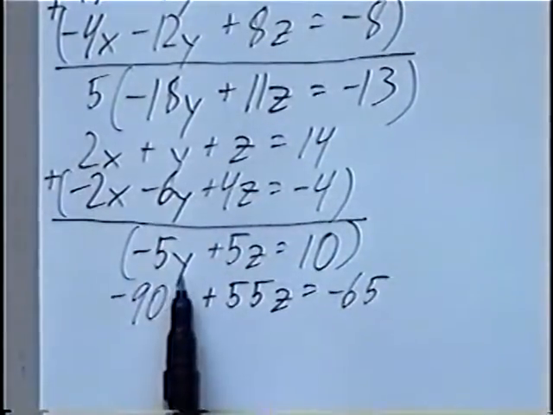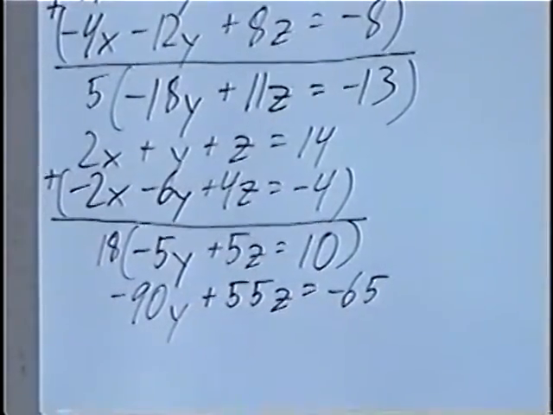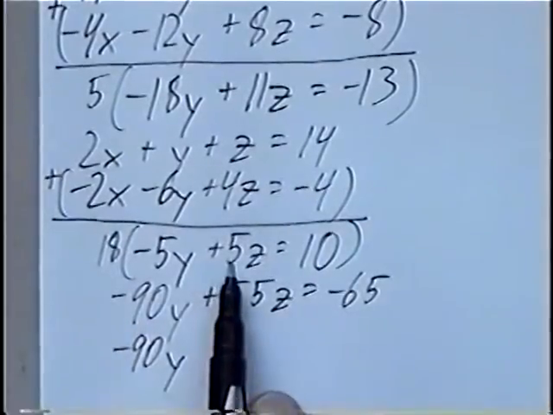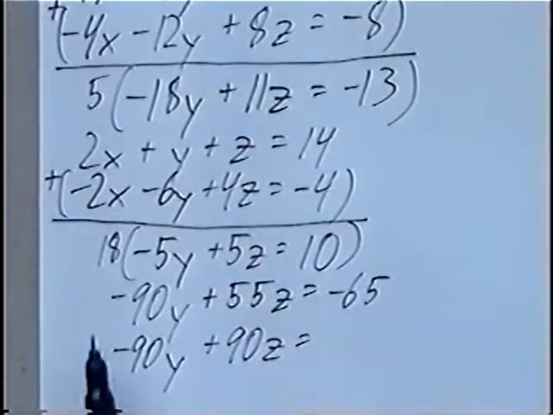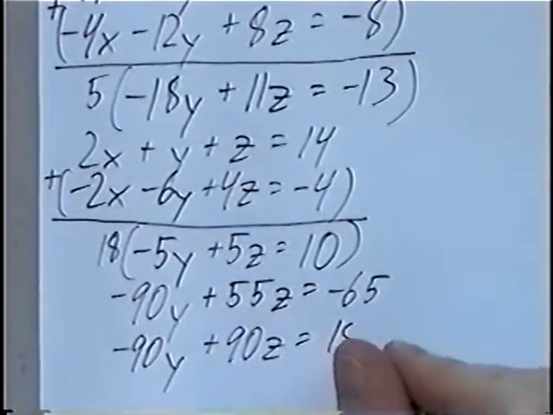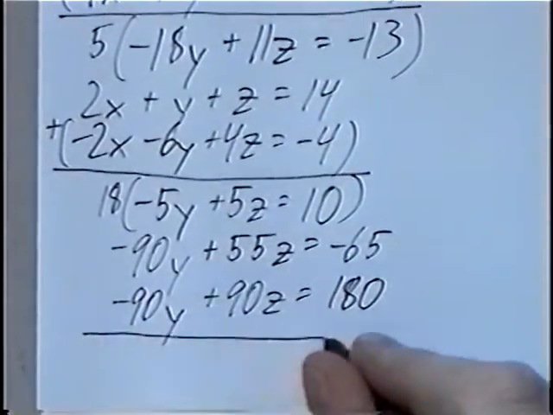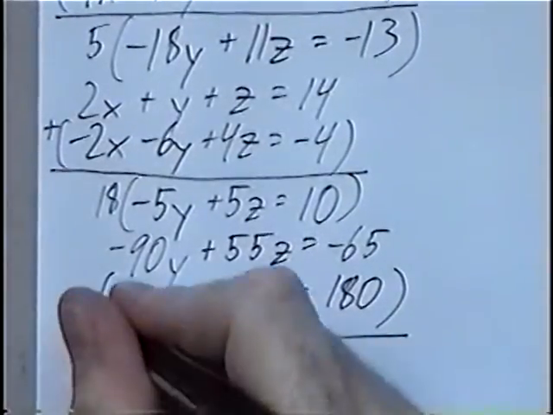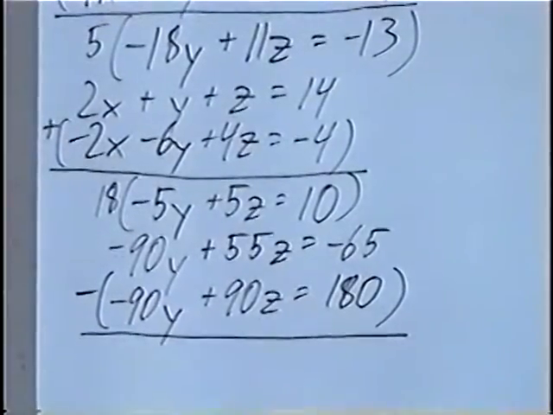Multiplying the last equation we had, we can multiply this equation by 18. That way again the y's will match up. 18 times a negative 5 would be negative 90y. 18 times a positive 5 would be 90z. And 18 times 10 would be 180. These equations again, the y's have the same coefficients. We can subtract these. So negative 90 minus a negative 90 would cancel out the y's.